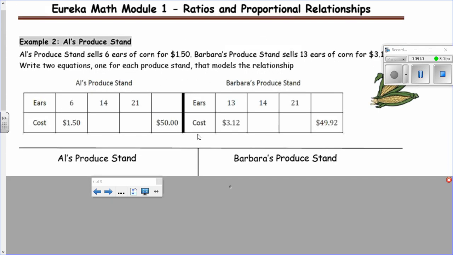Well, I'm pretty sure that we know that the ears of corn determines the cost. You don't go up to the cash register and say, here's $50, now how much corn can I get? You buy the corn and then they tell you the price from there. It doesn't work the other way around.